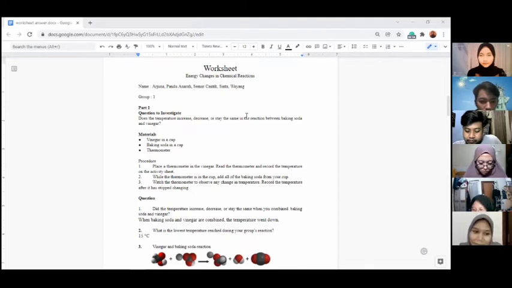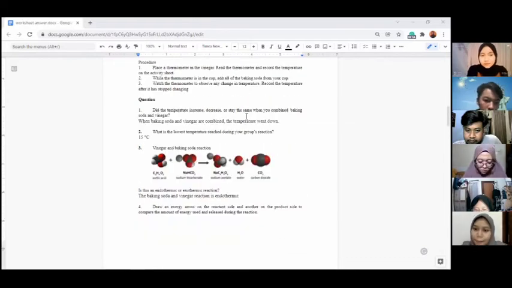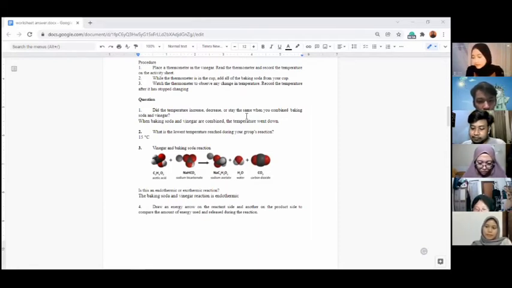All right, Pandu, I'm sorry, can you scroll down the worksheet? All right, thank you. For number 2, what is the lowest temperature reached during the group's reaction? The answer is 15 degrees Celsius. For number 3, this is the reaction between the vinegar and the baking soda. Is this an endothermic or exothermic reaction? The answer is, the baking soda and vinegar reaction is endothermic. The rest of the questions will be delivered by Arjuna.